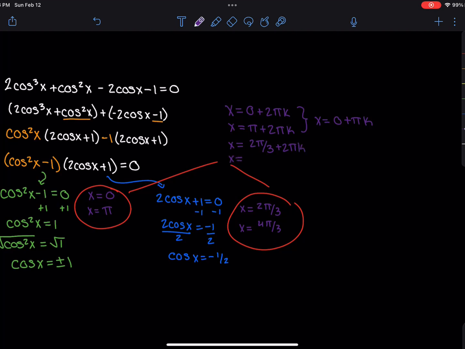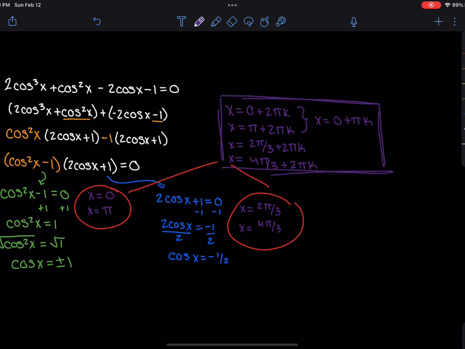So it would just be x equals 2 pi thirds plus 2 pi k, and x equals 4 pi thirds plus 2 pi k. And those are your answers on how to solve the equation for problem number 4.